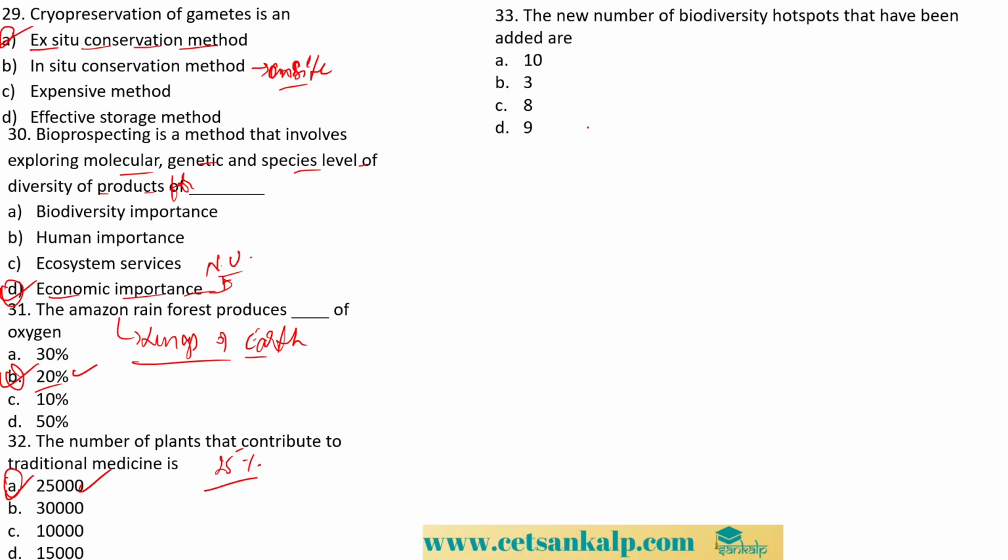The next, the new number of biodiversity hotspots that have been added are 10, 3, 8, or 9. The answer is 9. That means earlier there were around 25, plus 9 new have been added, so the actual number now is around 34 biodiversity hotspots. So what are biodiversity hotspots? They are the regions with a high degree of endemism.